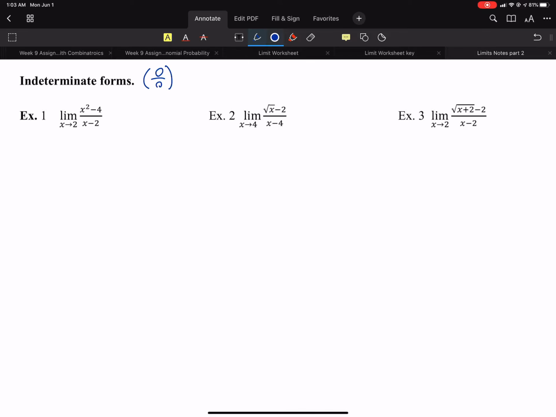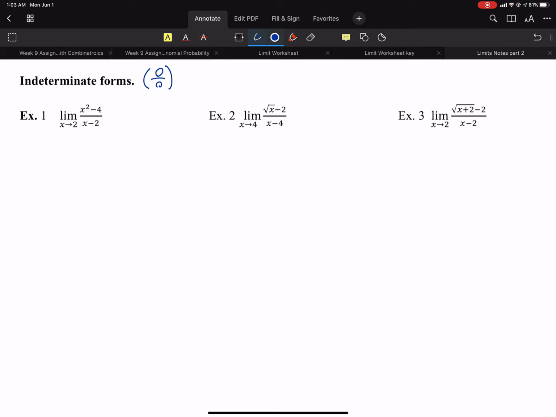Now, further on in calculus, you're going to learn L'Hopital's and other ways to deal with these situations. But right now, you're going to learn something else. You're going to have to use your algebra skills to write this in a new way that magically makes it work. So in the first example, we're going to factor and cancel.